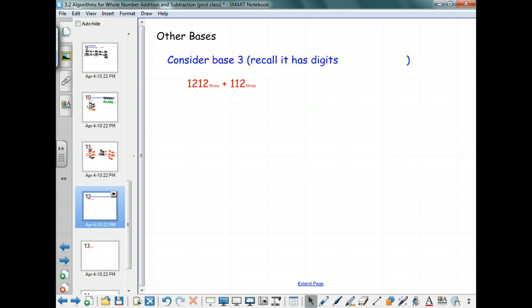Okay. Let's do base 3, because that's fun. Base 3 is interesting because it doesn't have very many digits. How many digits does base 3 have? 3. What are they? 0. So no 3s or 4s or 6s or 9s. None of that's happening in base 3, right? I have 0, 1, and 2. All right, so I have the number 1, 2, 1, 2, base 3.